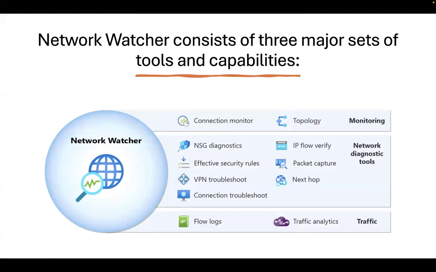So Network Watcher consists of three major sets of tools. Once you open Network Watcher, you will see connection monitor and topology, which are related to monitoring, and network diagnostic tools like NSG diagnostics, IP flow verify, effective security rules, packet capture, VPN troubleshoot, next hop, connection troubleshoot. These are part of network diagnostic tools. I will try to show all of these in the portal. Next, to check the traffic, you have the traffic analyzer, analytics, and flow logs.